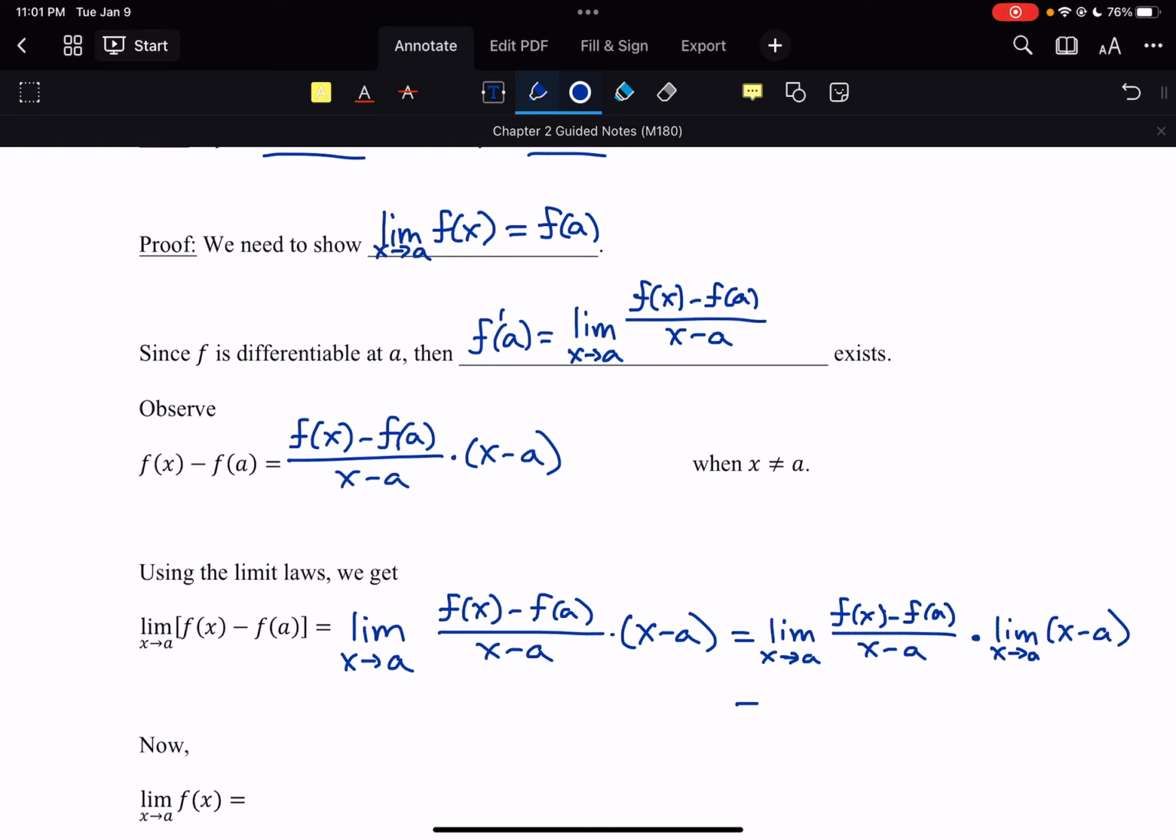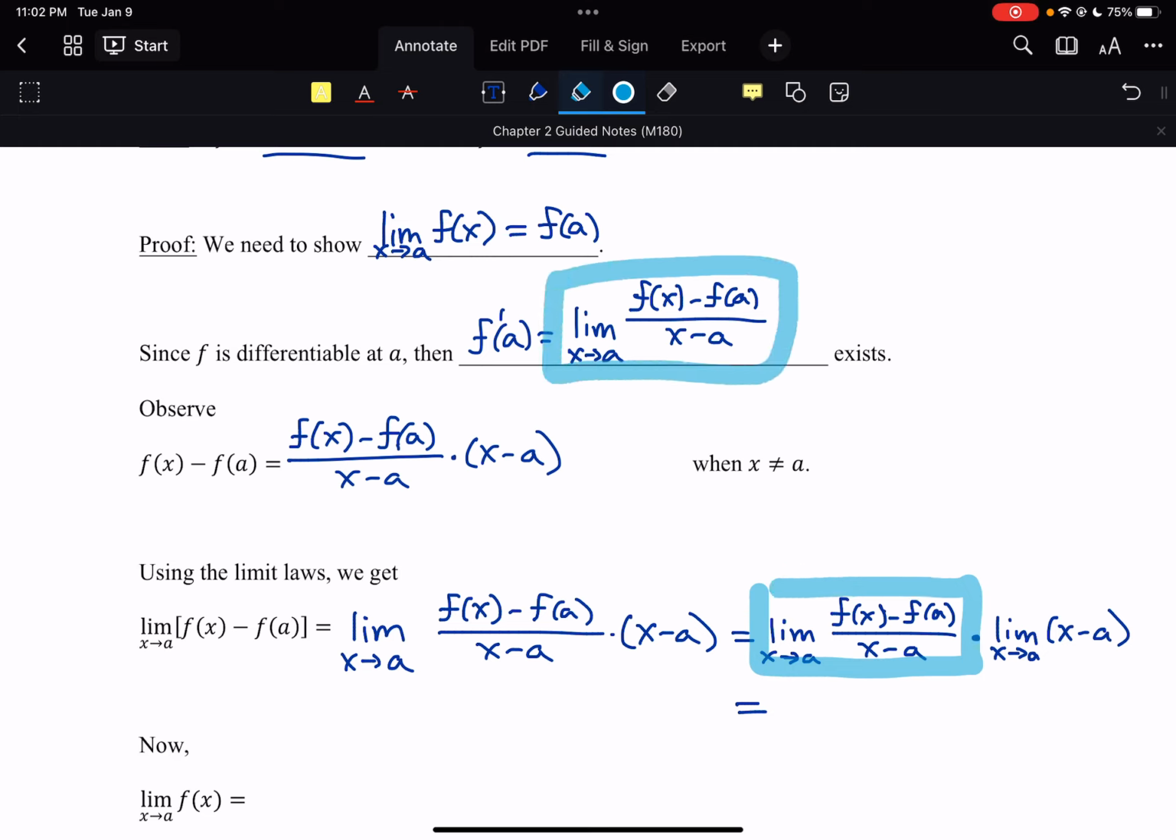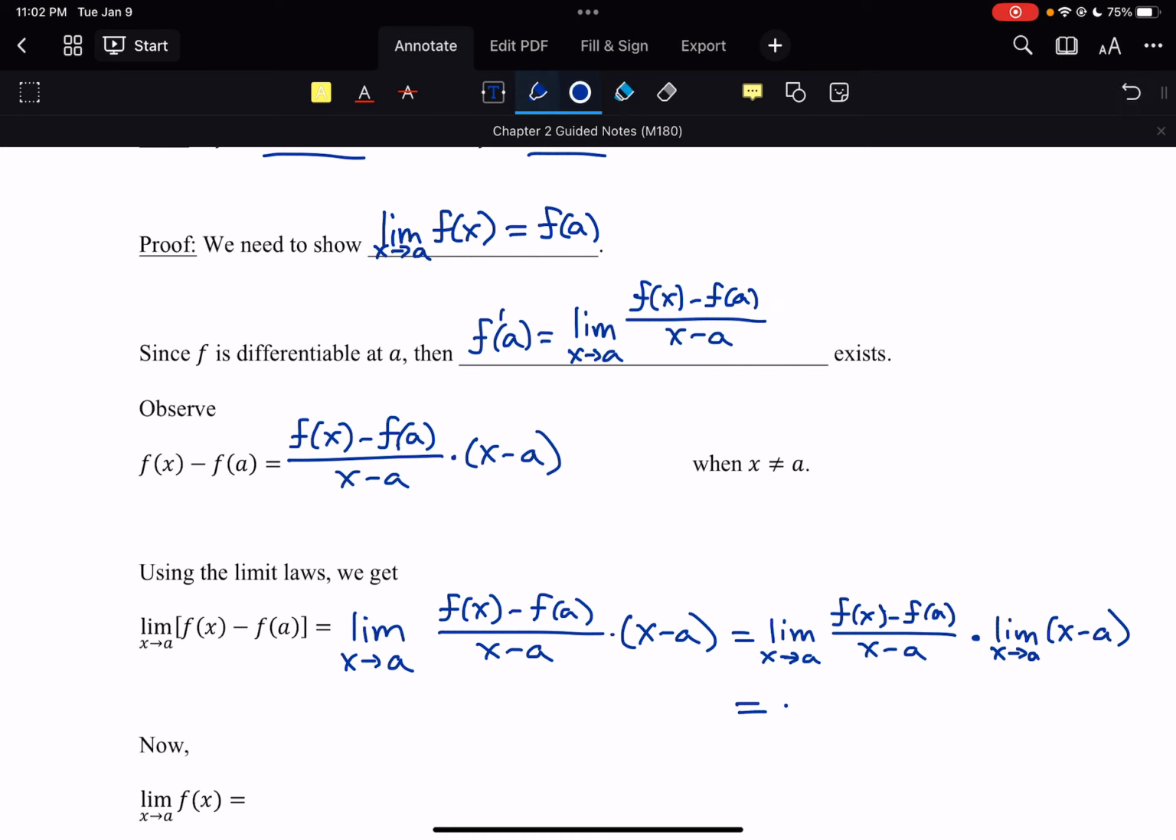Now, if you look at the terms that we have here, this is this, that is the formula for f prime of a. That is the derivative. So this is f prime of a times, for this one, if x is approaching a, that means that x minus a, the distance between them, is going to shrink. It's going to go towards 0, because if x is getting closer and closer to a, that means that this is getting closer. So we're going to have a minus a, which would produce a 0. And anything times 0 is 0.